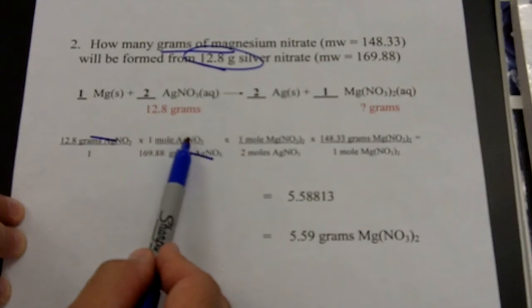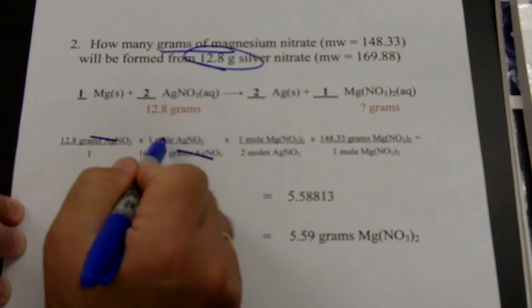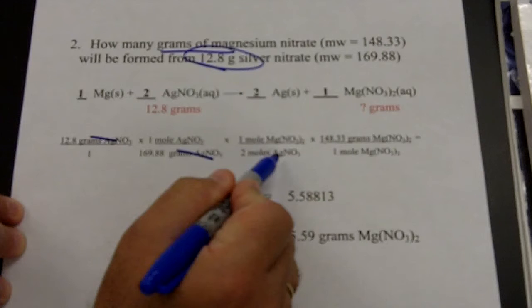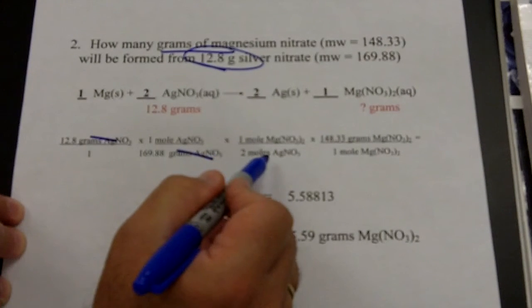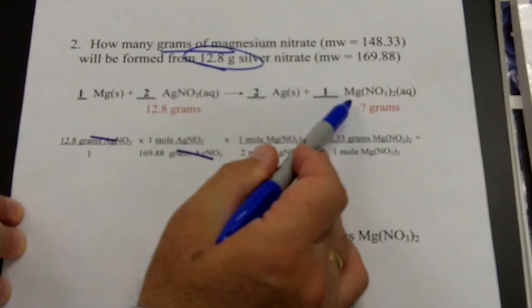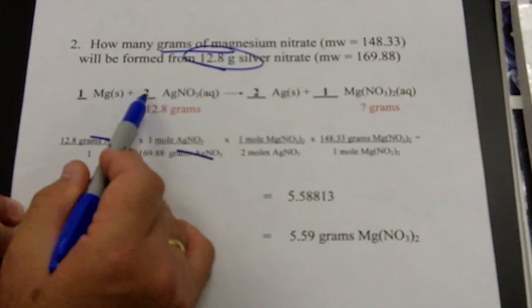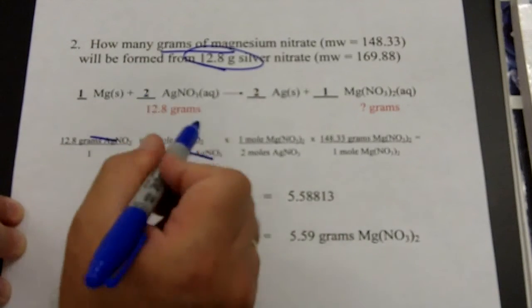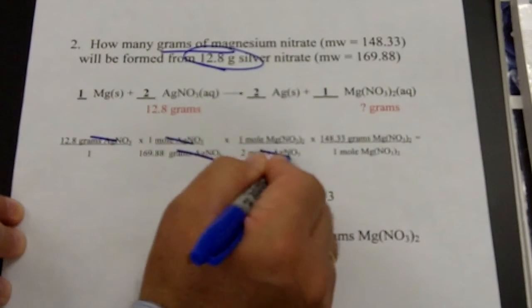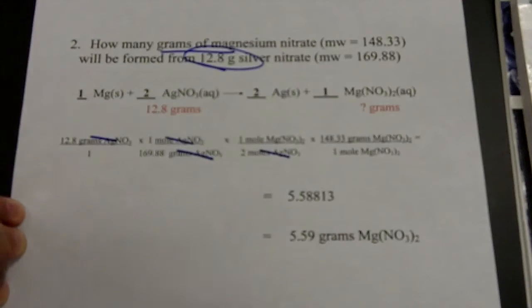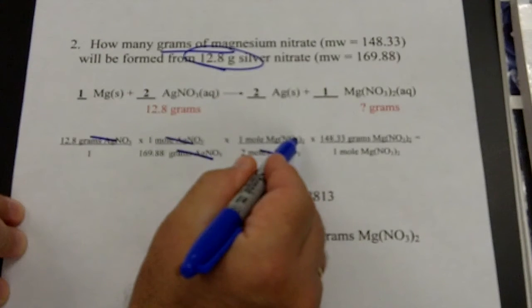To get to the right chemical, I have to use a mole-to-mole bridge. Whatever unit's on top goes here. Whatever unit I want goes here. So in the mole-to-mole bridge, I can see that 1 mole of magnesium nitrate is produced from 2 moles of silver nitrate. So I put a 1 here and a 2 there, and then I cancel this unit with this unit, and I'm left with moles of magnesium nitrate.